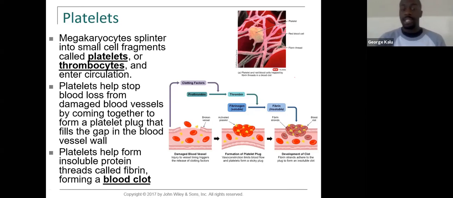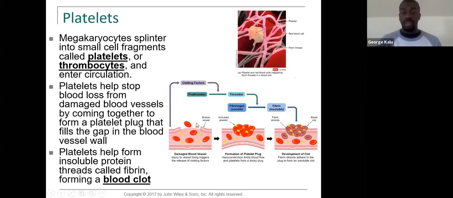Okay. Now, platelets are important because they're going to help reduce the amount of blood loss from a blood vessel that has been ruptured or damaged. Okay. So over here, we can see that we have a blood vessel that has been ruptured. It's been opened up. Okay. And so blood is going to be leaking out.